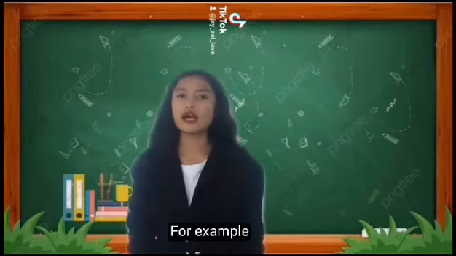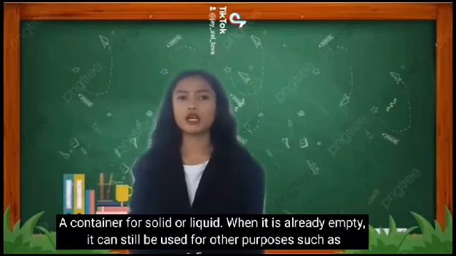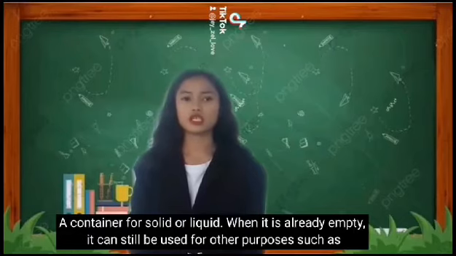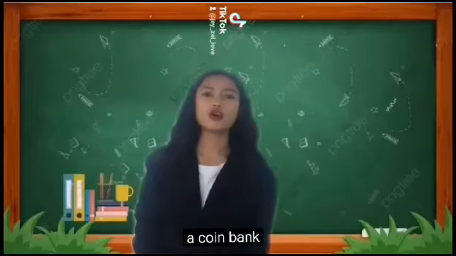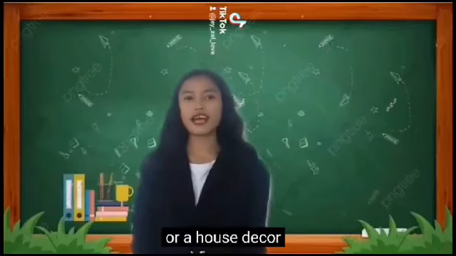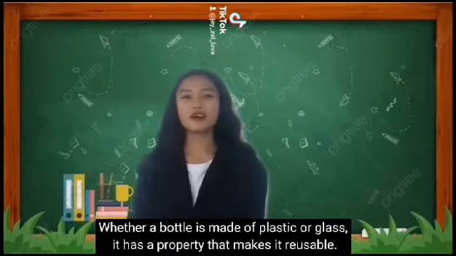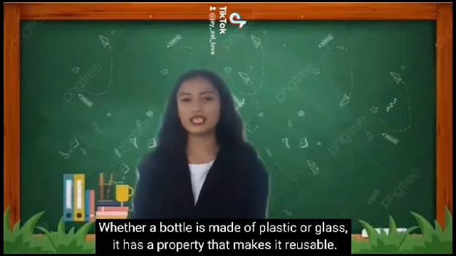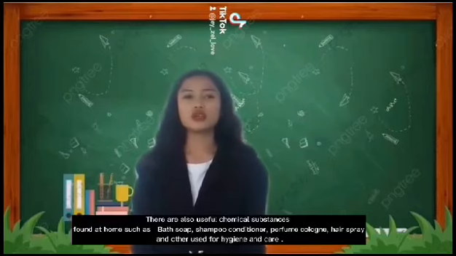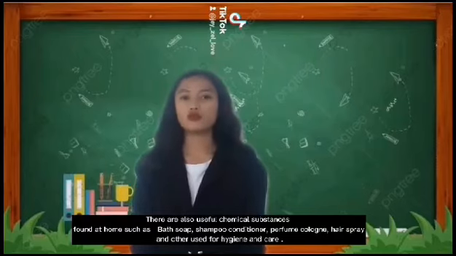For example, a container for solid or liquid. When it is already empty, it can still be used for other purposes, such as flour, paint, a coin bank, or a house decor. Whether a bottle is made of plastic or glass, it has a property that makes it reusable. There are also useful chemical substances found at home, such as bath soap, shampoo, conditioner, perfume, cologne, hairspray, and others used for hygiene and care.